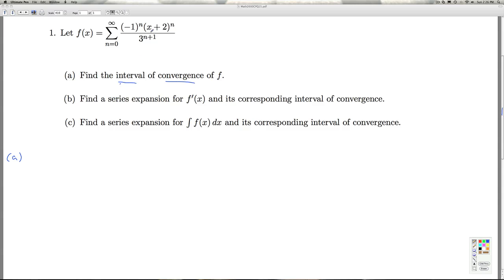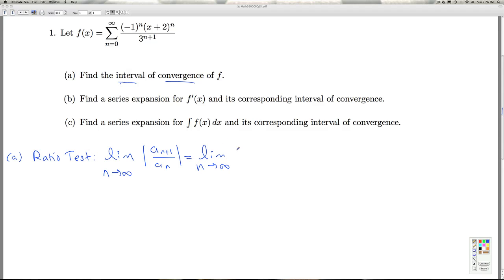So we're looking for all values x so that when I substitute them into this formula, I get a convergent infinite series. The tool we use here is the ratio test. I'm going to take the limit as n goes to infinity of the absolute value of the terms a_(n+1) over a_n, which we've talked about in class.